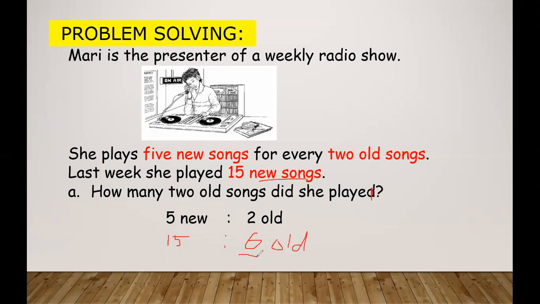So do you have any problem in finding the equivalent ratio or missing number? I hope, Year 6, you understand how to find the missing number to complete the equivalent ratio. Make sure that you multiply by the same number on each part of the ratio.